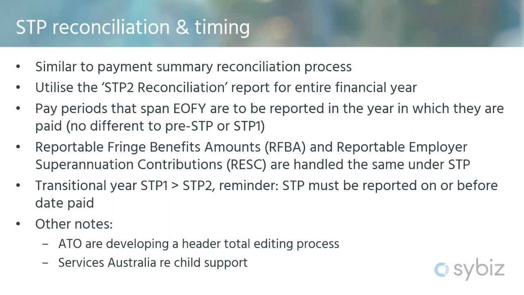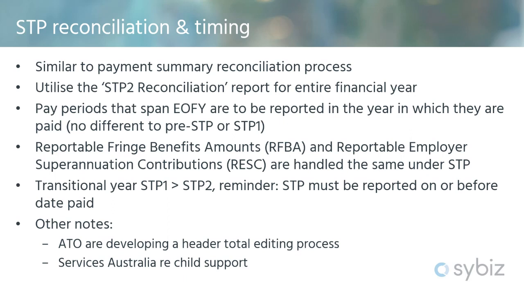Just a couple of little bits and pieces as well, that if you do have pay periods that span the end of financial year, they are to be reported in the year in which they're paid. That shouldn't be too much of a mystery anymore, but it was something that back in the old payment summary years, there were people that go, okay, well, we're maybe doing this pay on the 1st of July for the last week in June, so it belongs to June, so we're going to report it in the previous financial year, and they kind of got away with that under the payment summary reporting. That's not the case under STP and indeed STP2.